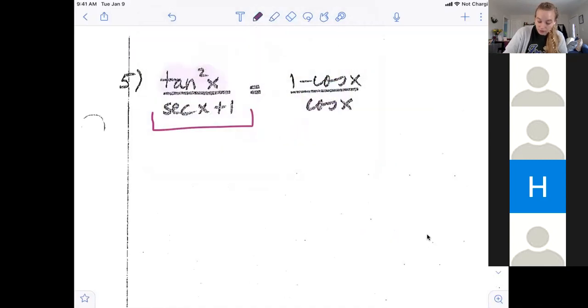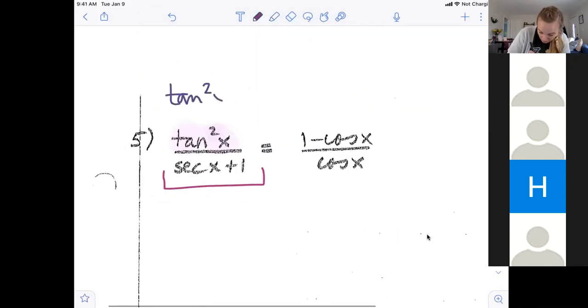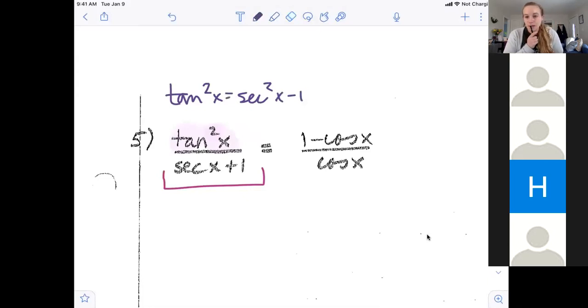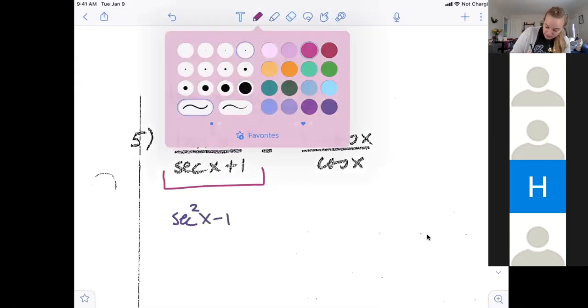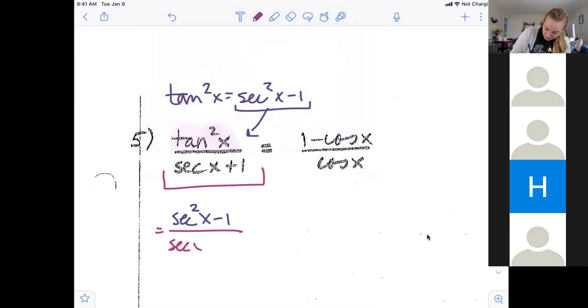I'm going to tell you right now while you're looking that I know that tan squared x is the same thing as secant squared x minus 1. That is on your unit circle. It is one of the identities I told you to write down the other day. The reason that's helpful is I'm going to replace tan squared with secant squared x minus 1. So I can rewrite tan squared as secant squared x minus 1, and then everything else is the same. I still have secant x plus 1 on the bottom. I just replaced the numerator. Anybody have any concerns about that?